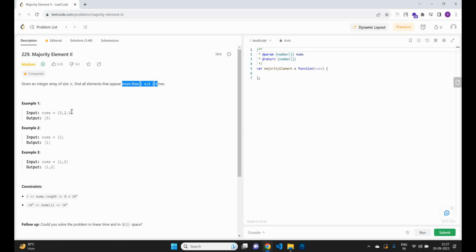Okay, so for example, we have this array 3, 2, 3, where the size of the array is 3, and if we do 3 by 3, that means 1. So any element which appears more than once, we have to return. So here 3 is appearing 2 times, which is greater than 1. So we have returned the 3. Okay. So now let's think of all the possible approaches to form the solution of this problem.